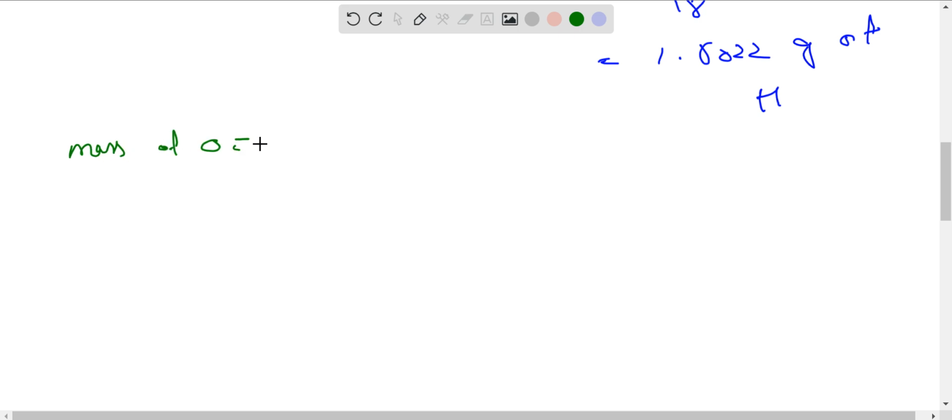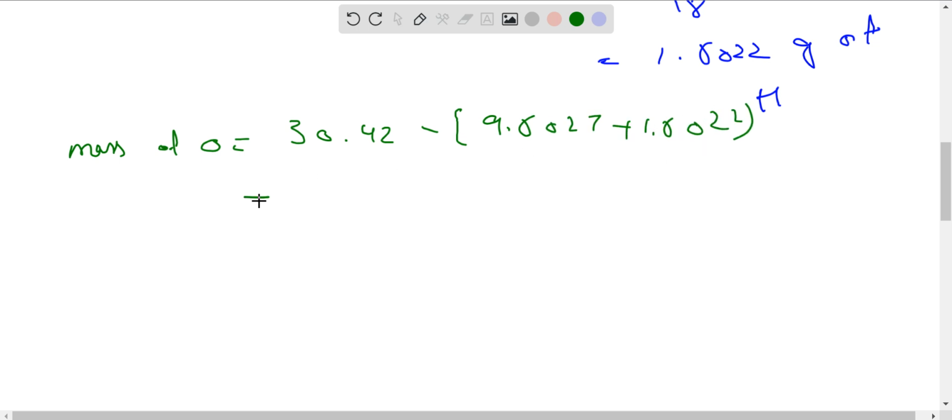which is equal to the total mass, which is given, that is 30.42, minus the sum of the mass of hydrogen and carbon, which is 9.6027 plus 1.6022. So the mass of oxygen is 19.2151 grams.